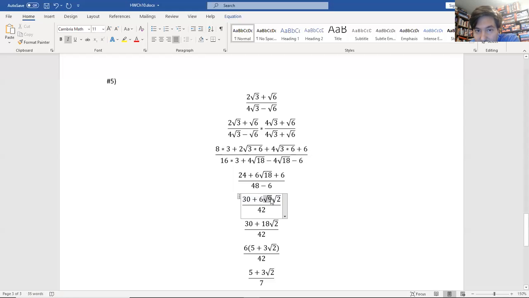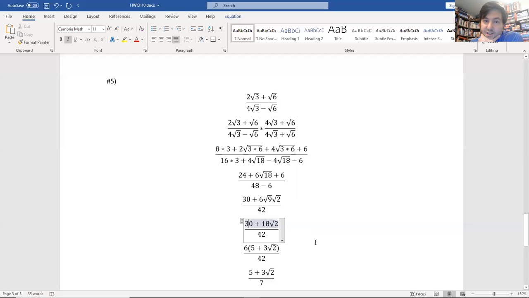And root 9 I can do something with, because root 9 is going to turn into a 3. So really, this is going to be 6 times a 3 with this root 2 just sitting there. We've seen previously that a 6 times a 3 is an 18. So this thing is going to turn into an 18 with a root 2 just sitting out there next to it. We're still not quite done. This is a never-ending problem here.